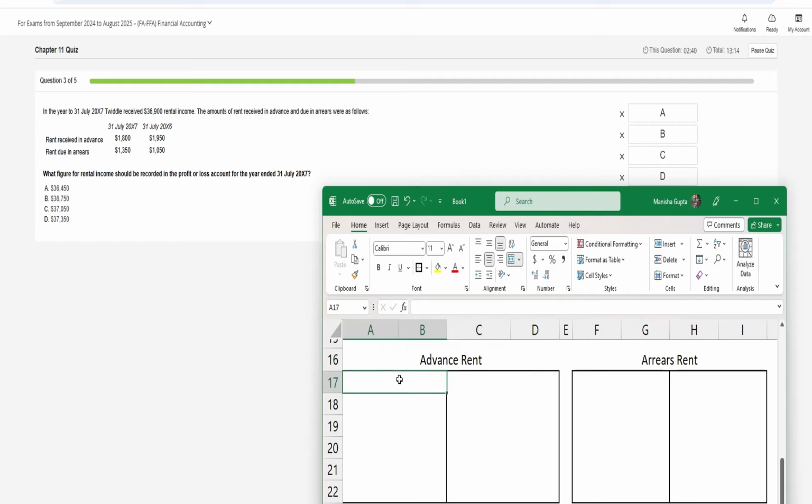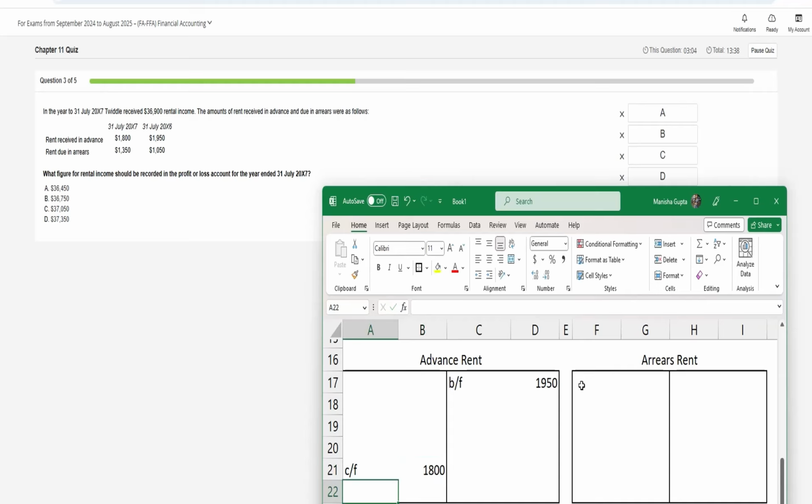Now, for advance rent, as it is a liability, brought forward will be here. So the brought forward amount is 1950, and carry forward will be opposite. Okay, so don't put the carry forward and brought forward in the same column. So it's 1800.